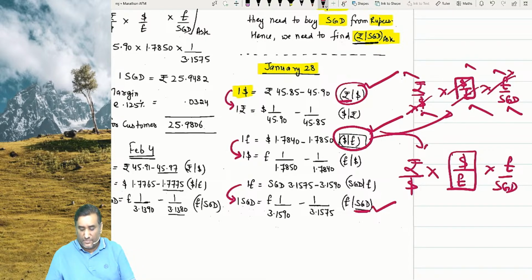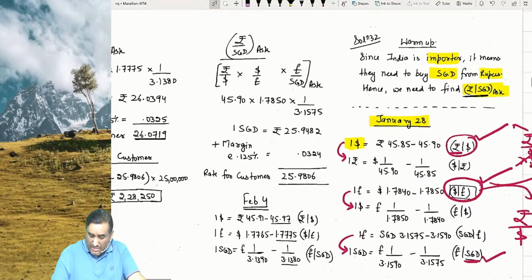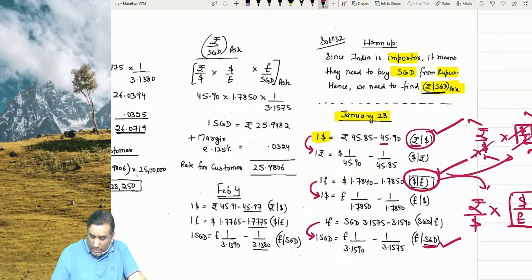In simple words, with rupee you can buy dollar, with dollar you can buy pound, with pound you can buy SGD. It is as good as with rupee you bought what? SGD. And this rate is 28 I found. So the rate which came out, ask rate I was trying to find, 45.90, 1.785. How your institute writes is, they write 45.90 into 1.7850 and directly divide.